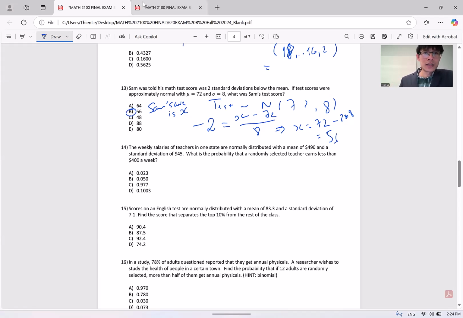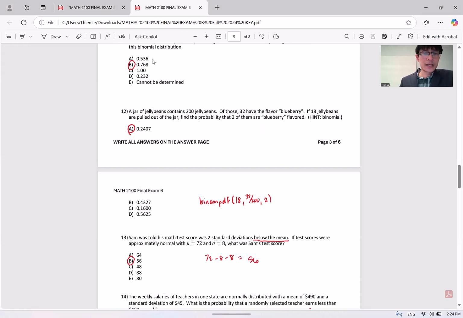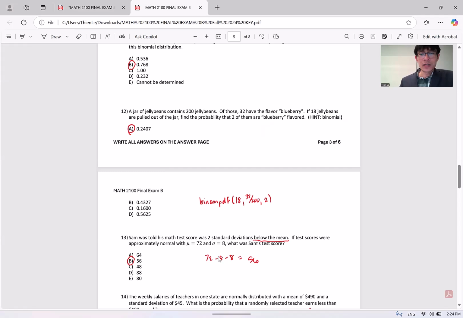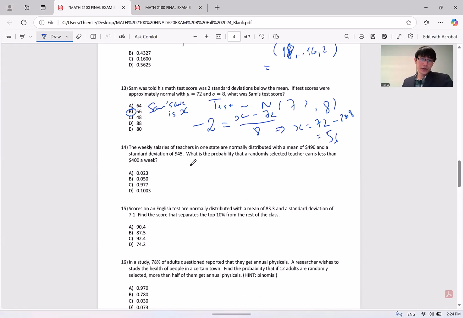So let's see if we get it correct. Maybe also, this is another trick: 1 standard deviation below the mean is 8, so maybe faster, you subtract 2 times 8 and you get 56 too. Either way, you should get the same conclusion.